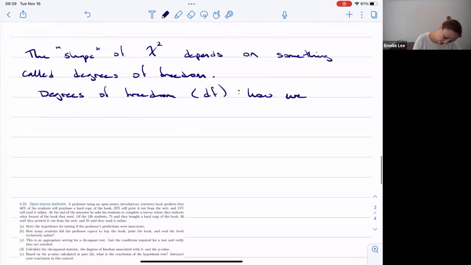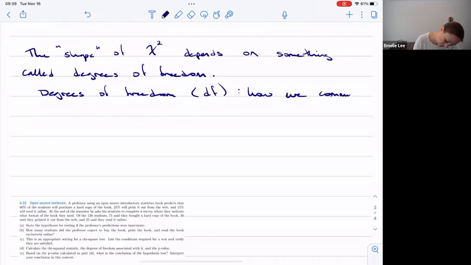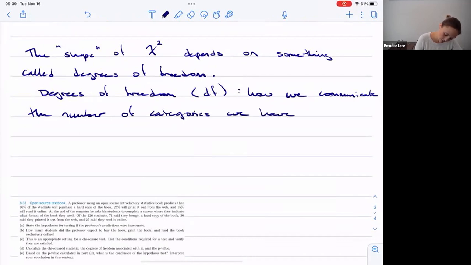how we communicate the number of categories we have in our table.